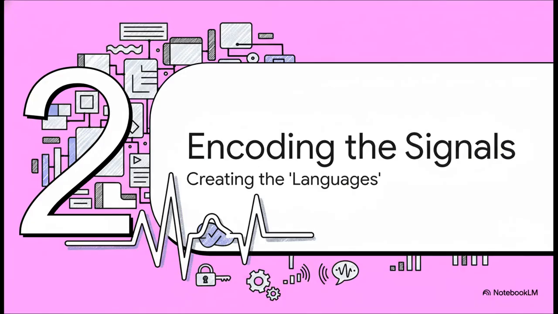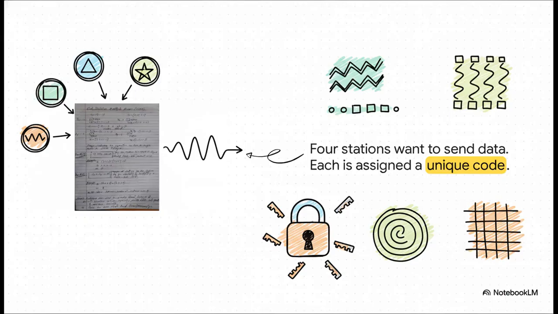Now, let's see how these secret languages, these codes, are actually put to work. We're going to walk through a real example. In our little scenario here, we've got 4 stations. Let's call them S1 through S4. Each one just wants to send a single bit of data. It's either a +1 or a -1. Now, to do this, the system gives each station its very own unique code sequence. You can see them there on the right, C1 through C4. You can think of this as their secret key.